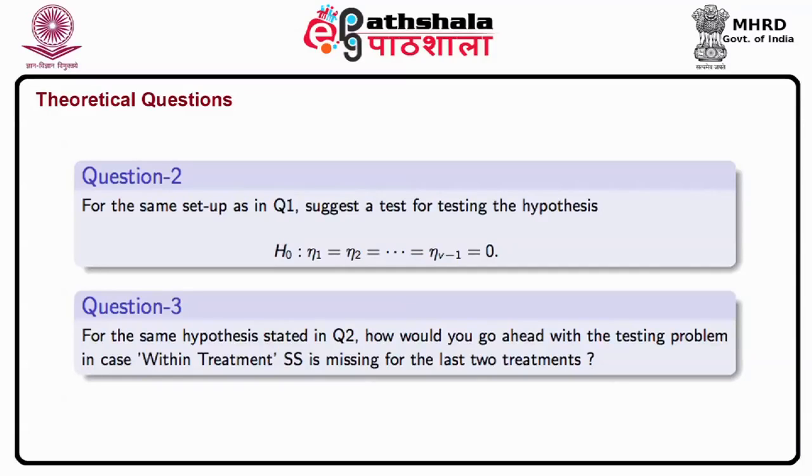Question number 3 says, for the same hypothesis as stated in question number 2, how would you go about the testing problem in case the within treatment sum of squares is missing for the last two treatments? So you have to remember what we talked about in module 1 and module 2 about sum of squares within missing. That idea has to be borrowed here. The problem is testing the hypothesis involving eta contrasts in the situation when some of the sum of squares within are missing. You can now read the MCQs.